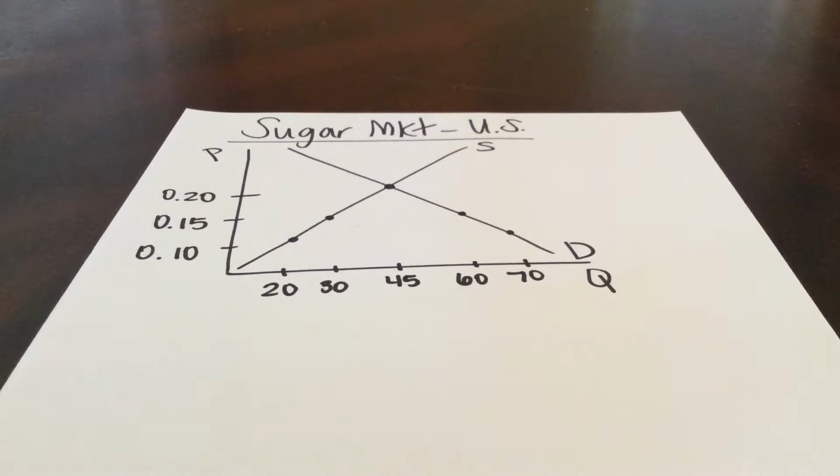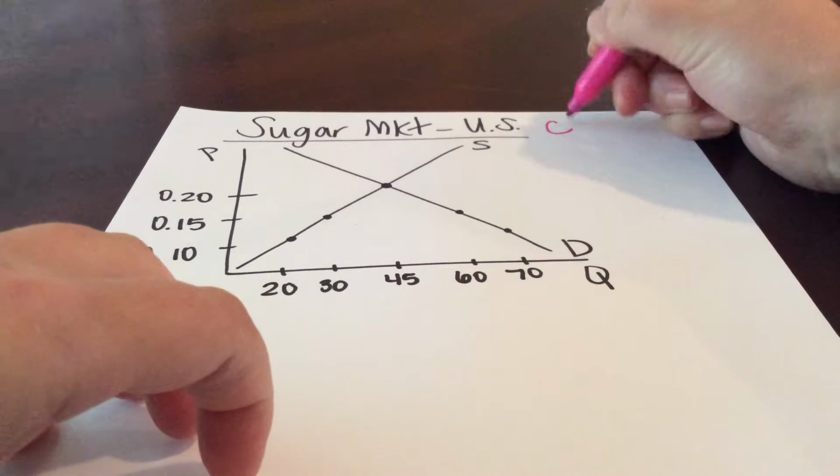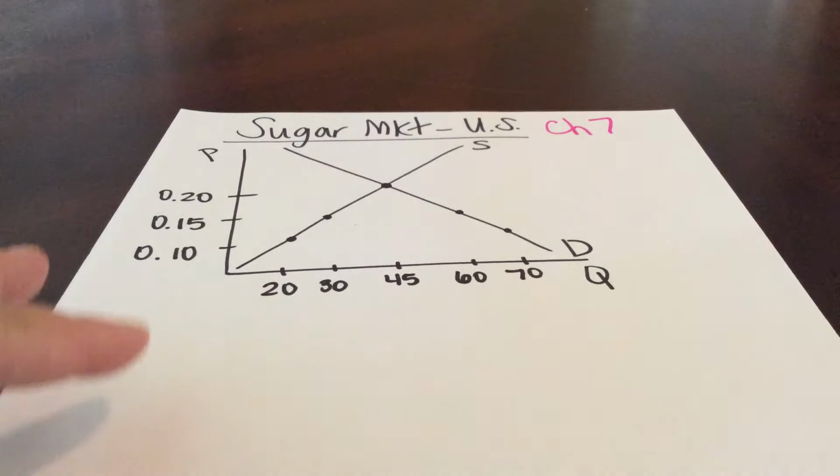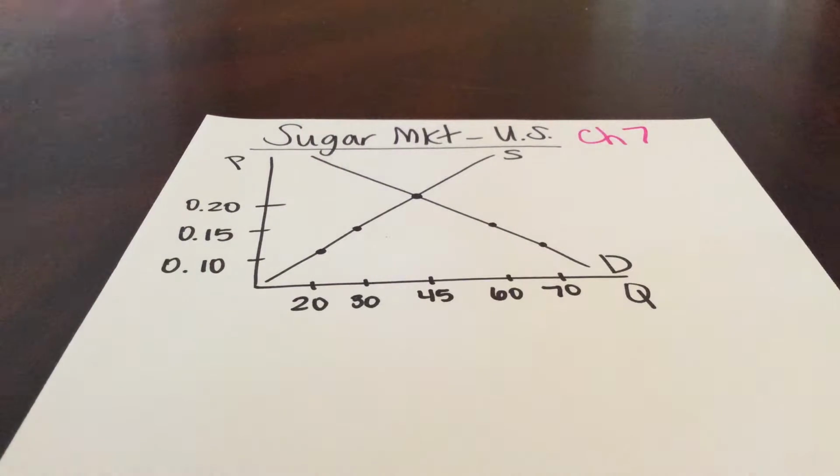I'm going to work another problem related to the material in Chapter 7 on global markets. This problem does not come directly from the textbook. So suppose this is the sugar market for the United States. We have the demand and the supply in just the domestic U.S. market for sugar.